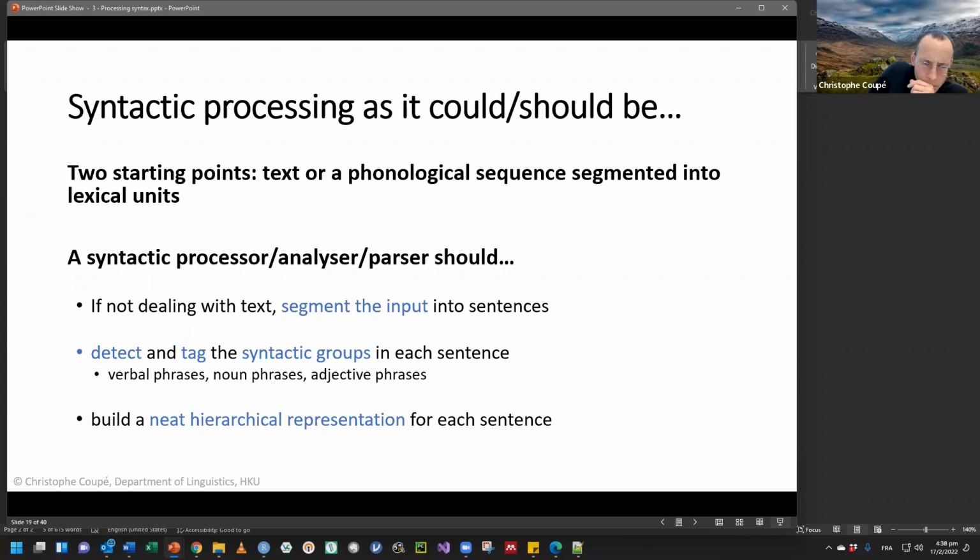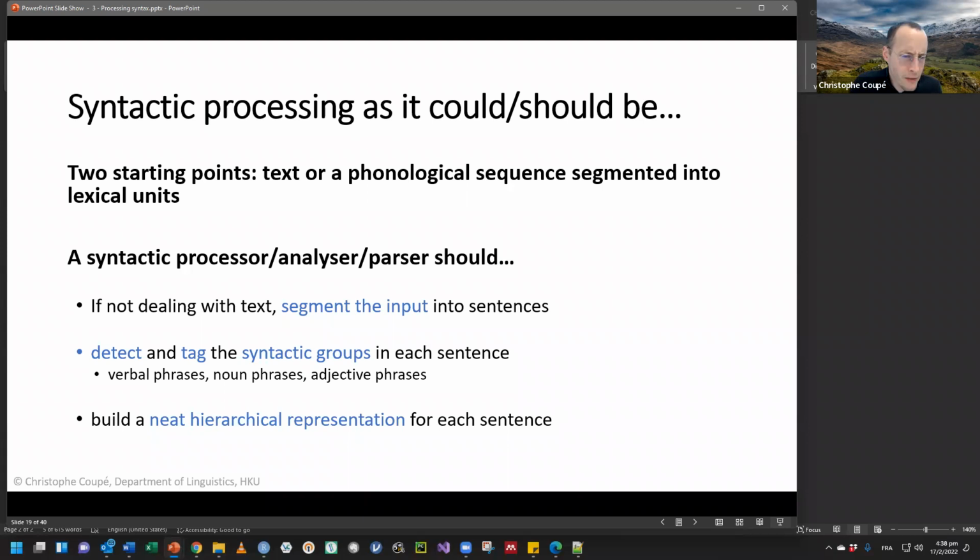So what do you want to do? You have a text made of words, or you have sounds and phonemes, what we call the phonological sequence, the result of phonological processing that has been cut into, let's say, lexical units, cut into words. So what should a syntactic processor, or we could call it a syntactic analyzer, or it's also called the syntactic parser, what should it do?